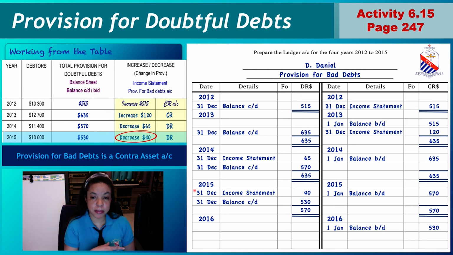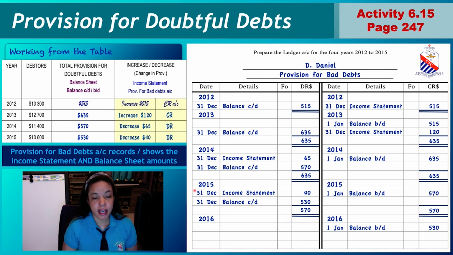Okay, your answer. Want you to note something. As we had said before, the provision for bad debts account records or shows the income statement and balance sheet amounts. It's obvious which one is your income statement, but which figures are your balance sheet figures?